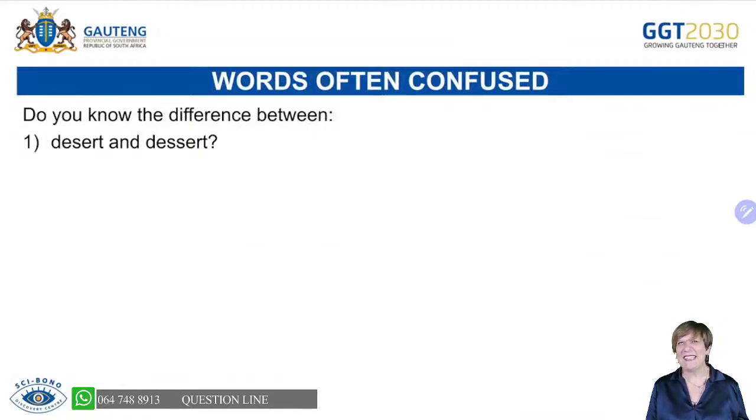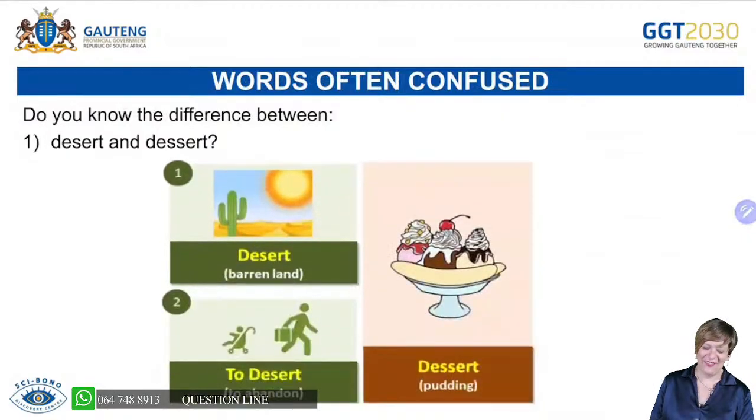Oh, it's actually easy to remember. A dessert has lots of things on it. That's why there's two S's. And desert is dry. There's only one snake, one S. It's something stupid, but it's easy to remember. So there's our desert and our dessert.